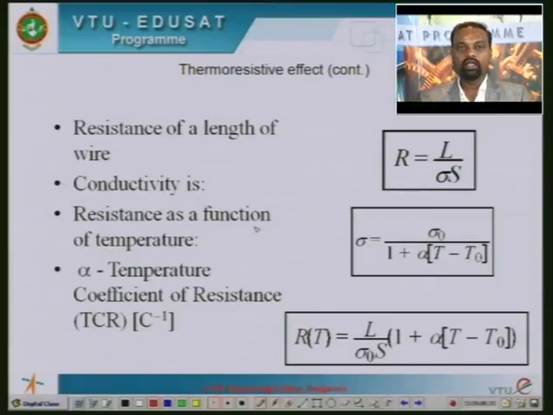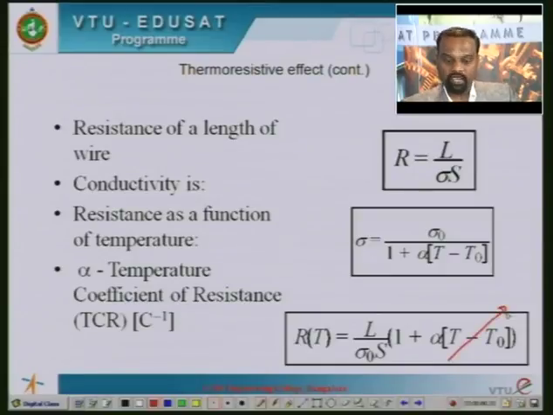Let us revisit what this thermoresistive device is. In a thermoresistive device, the temperature changes, and this temperature affects the resistance. Because the temperature changes the resistance, we call it a thermoresistive device. The formula for a thermoresistive device is R of T is equal to L by sigma naught S into 1 plus alpha into T minus T naught, where alpha, sigma naught, S and L are constants. Alpha is called the temperature coefficient of resistance, that is, TCR.